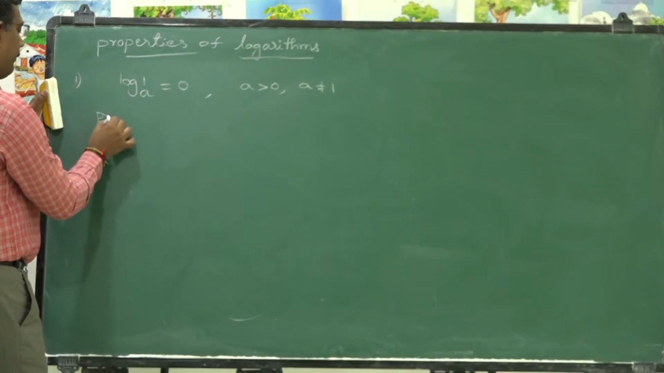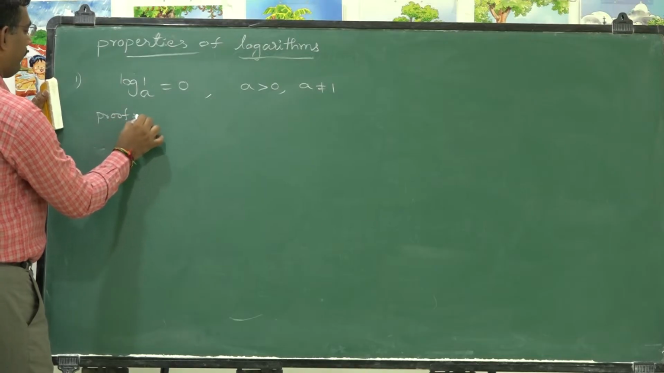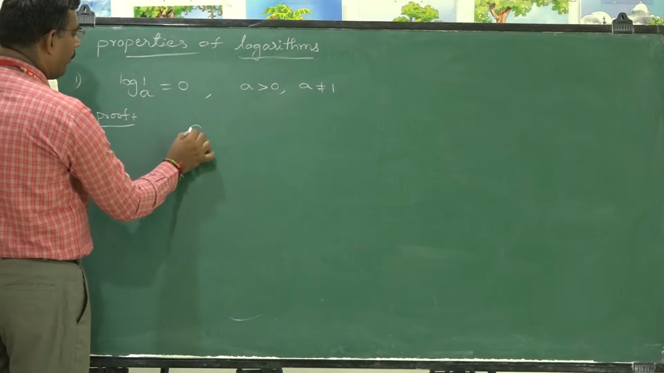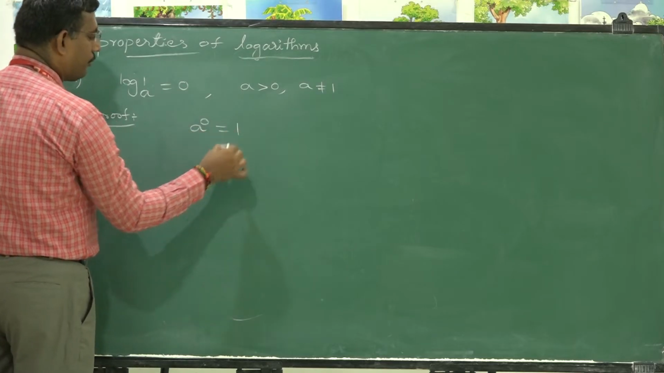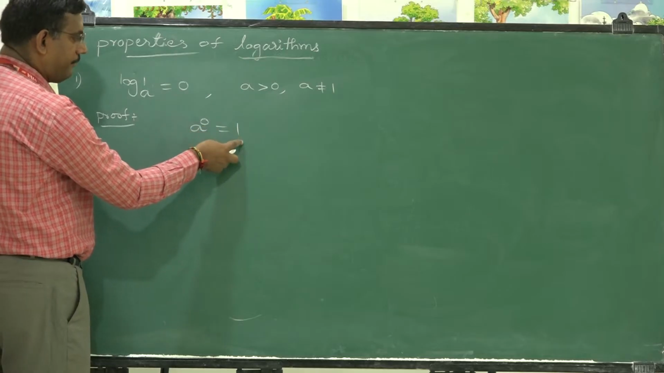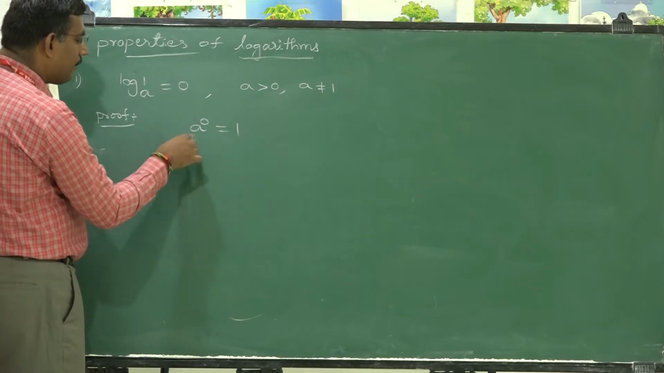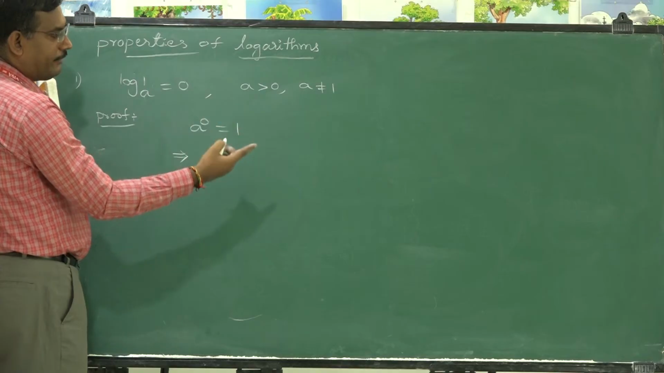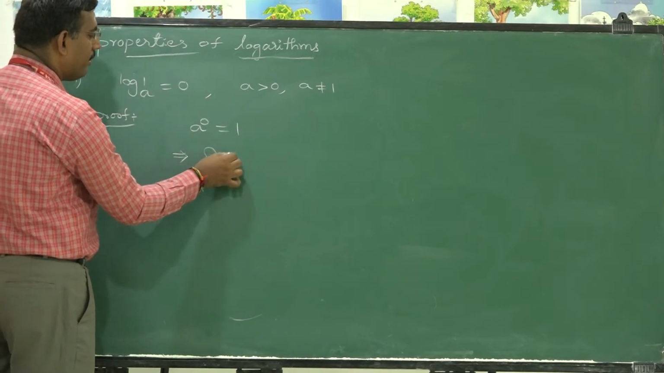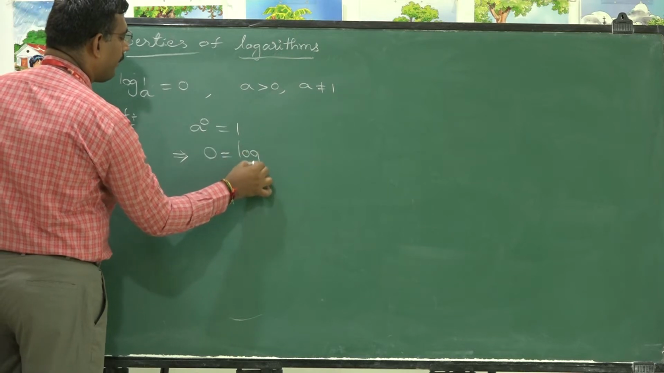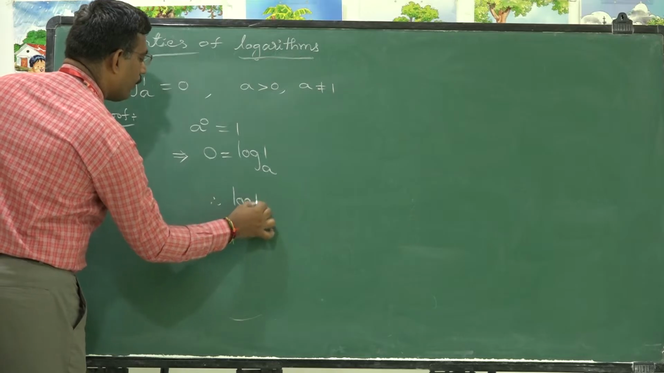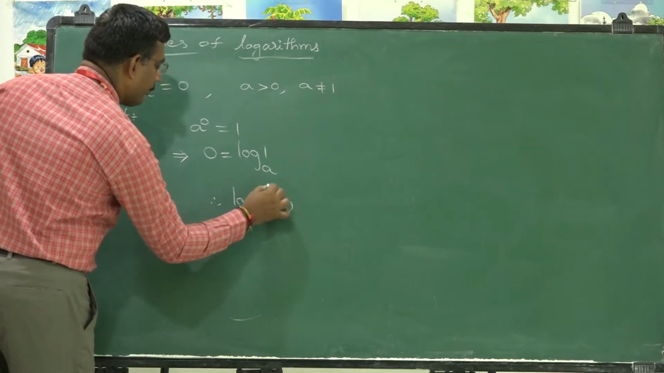Proof. We know that if a is greater than 0, a power 0 is equal to 1. Now we convert this exponent form into logarithmic form. Write the exponent as the subject. 0 is called logarithm of 1 to the base a. Therefore, logarithm of 1 to the base a is equal to 0.